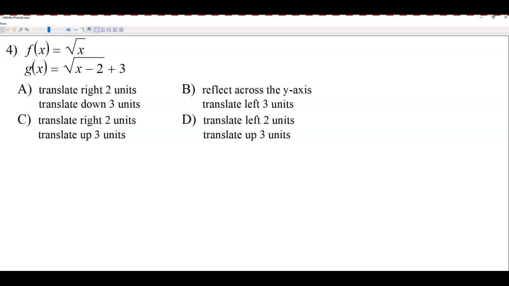What are the letters? What are the numbers? And what are the transformations?